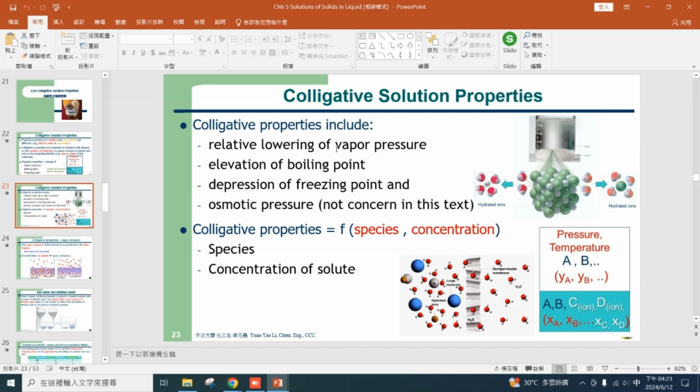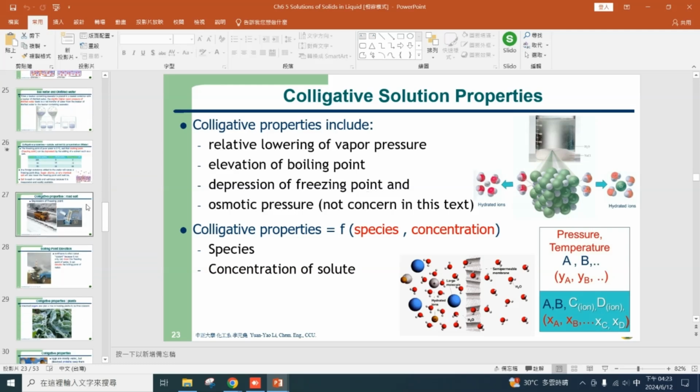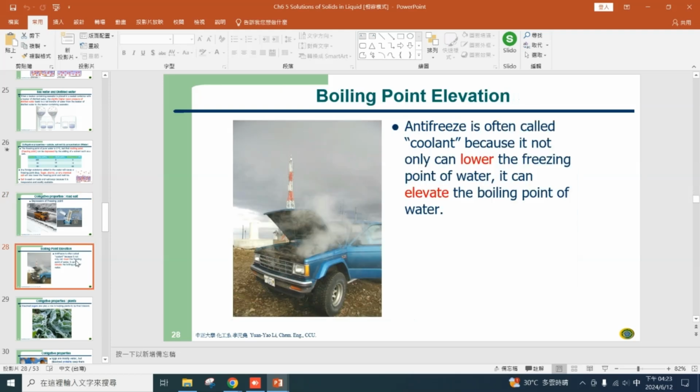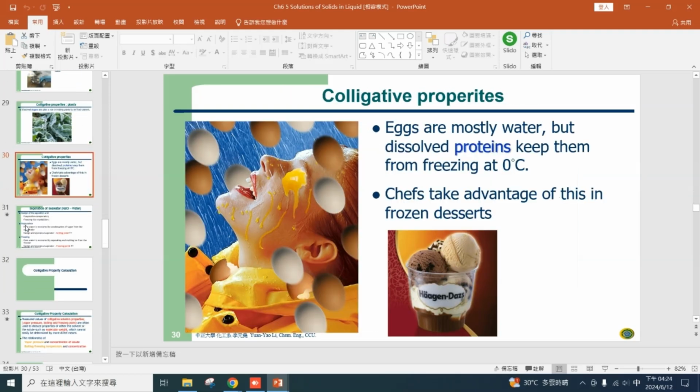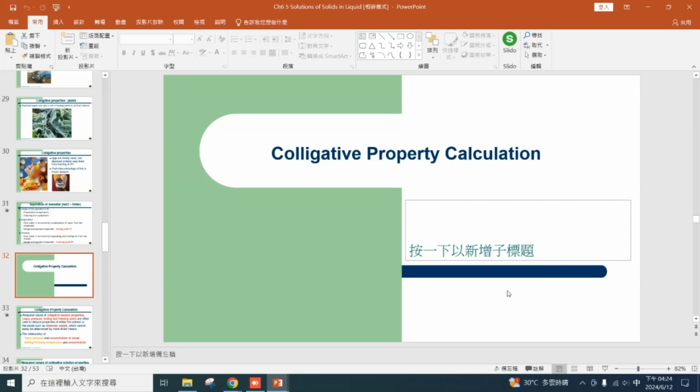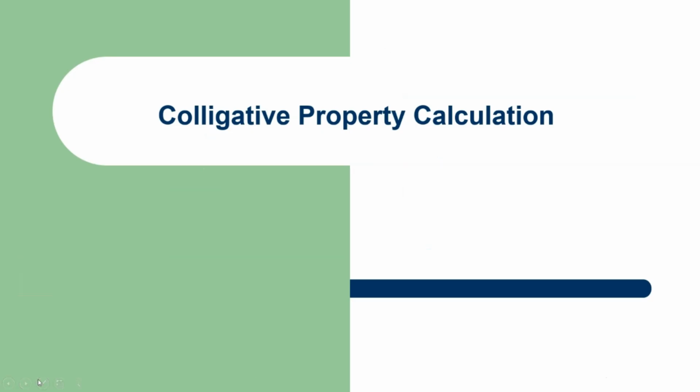And what we call this phenomenon is colligative solution properties. Relatively, it will lower the vapor pressure, make the boiling point higher, and make the freezing point of the liquid lower. We already discussed this and talked about the application of these properties. So today, we are going to do the calculation about these properties.